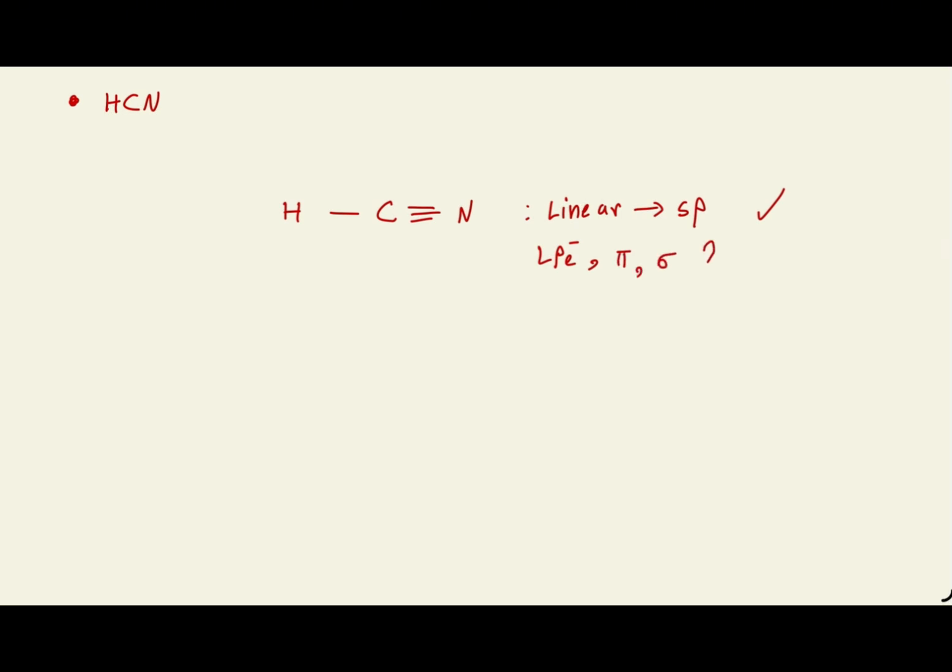Let's start with carbon first. Are the lone pairs complete? Use the octet rule to see if carbon has eight electrons. Let's count 1, 2, 3, 4, 5, 6, 7, 8. Okay, carbon has no lone pair.